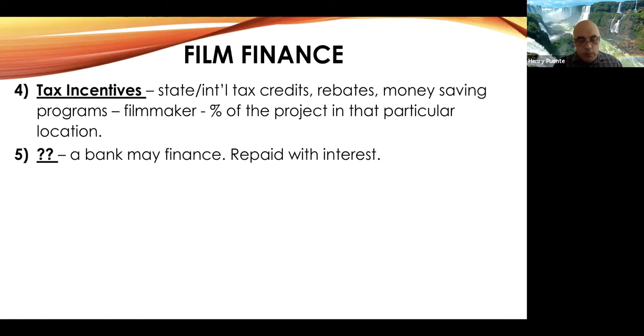But the filmmaker had to shoot a certain percentage of the movie in that particular country or in that particular state. And part of these incentives also goes along with, you have to hire a certain number of people who live in that particular state in order to qualify for these tax incentives. And again, some people refer to this as soft money. So don't forget that, soft money. And last but not least is gap financing.